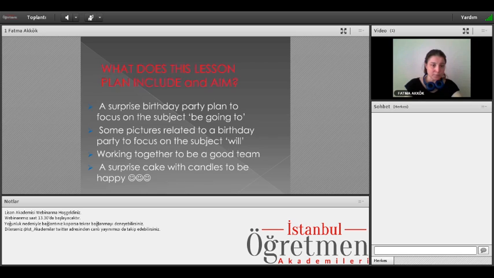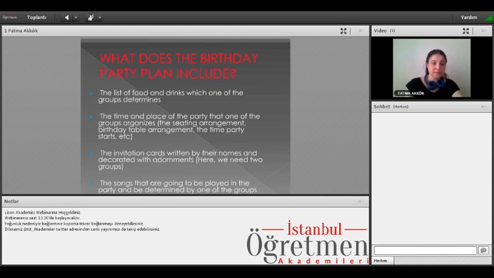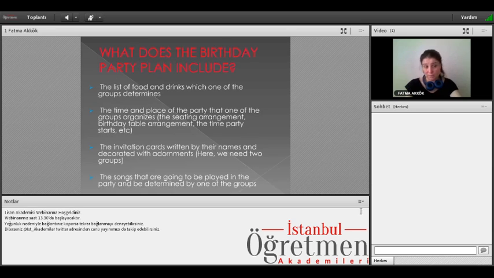They are gonna work all together for one plan. Then what does the birthday plan include? This birthday plan includes the list of food and drinks which one of the groups determines, the time and place of the party that one of the groups organizes, the seating arrangement, birthday table arrangement, the time the party starts, and so on. The invitation cards are written by their names and decorated with adornments.